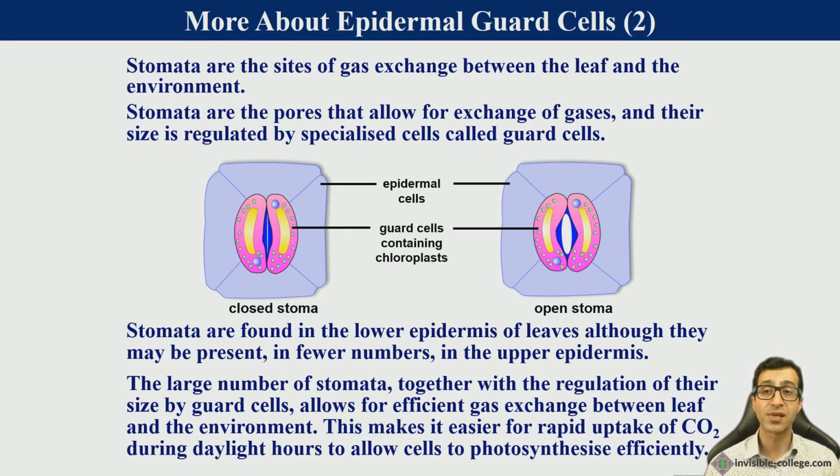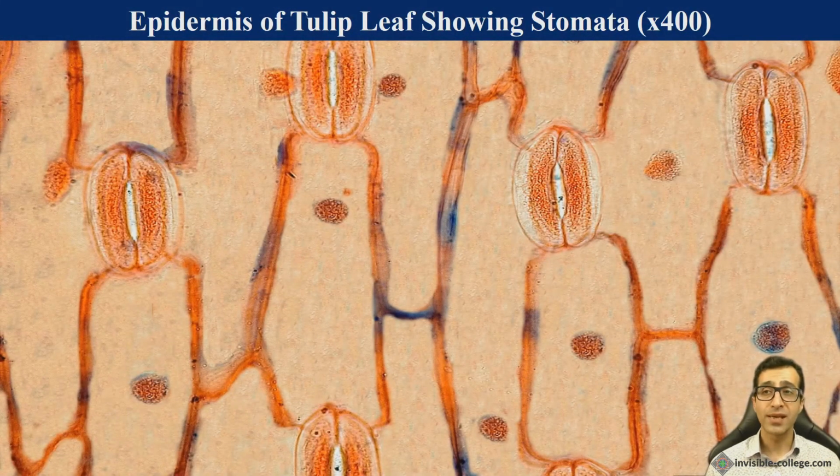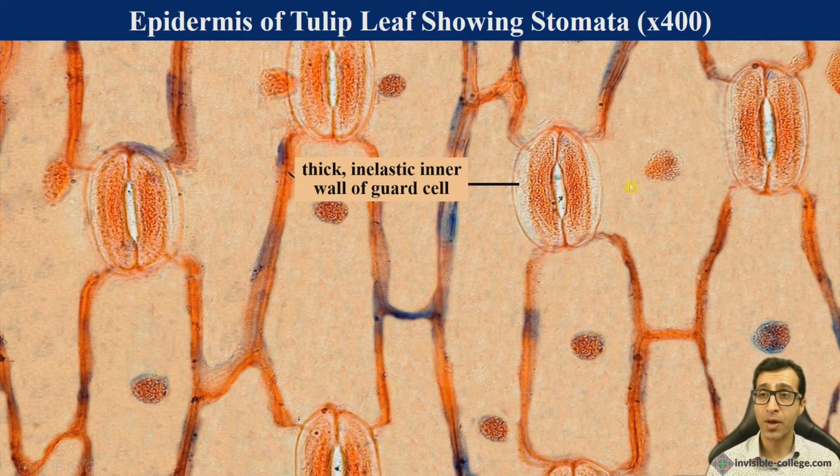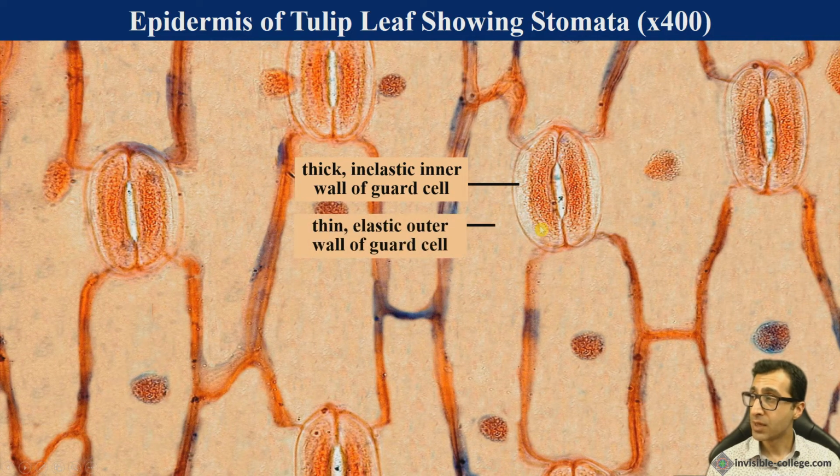be used by photosynthesis. So here is the lower epidermis of a tulip leaf, shown under a magnification of 400 times as viewed under an optical microscope. Here we can see the thick inelastic inner wall of the guard cell, and we can also see, apologies for this being slightly off, the thin elastic outer wall of the guard cell. So this is the thin elastic outer wall, this is the thin elastic outer wall and the thick inelastic inner wall. And you have the stomatal pore here.